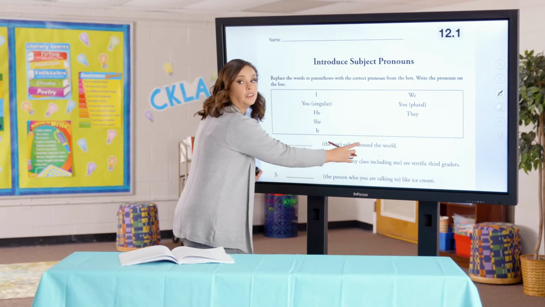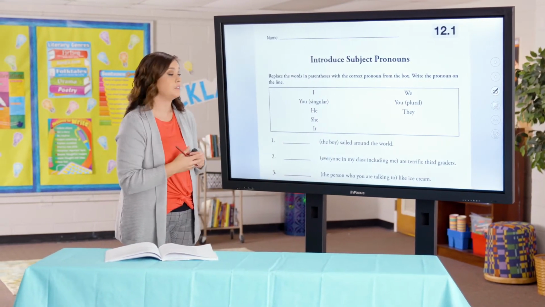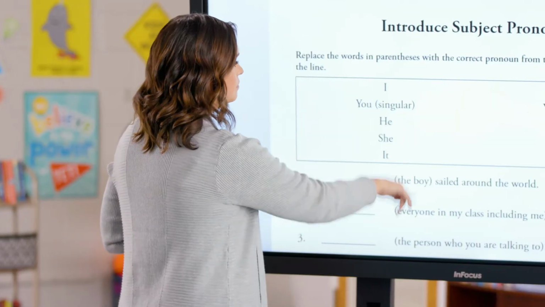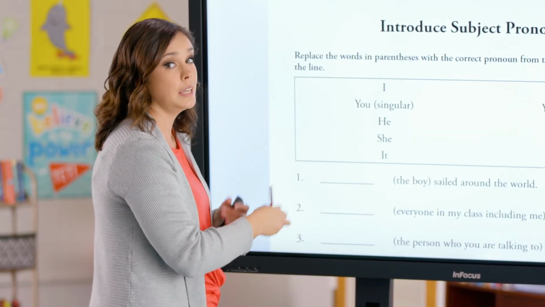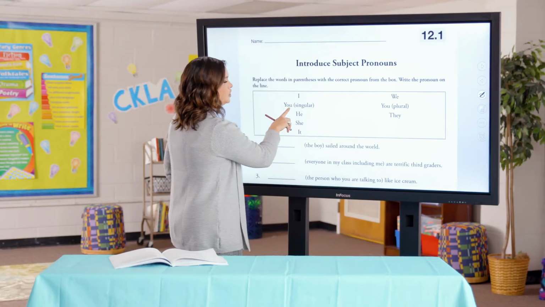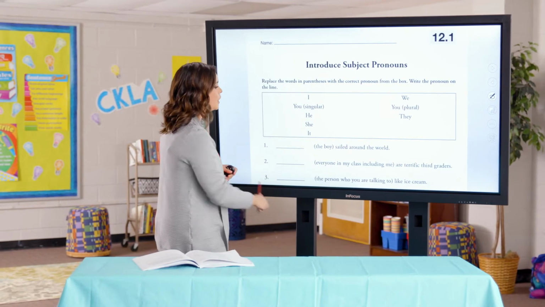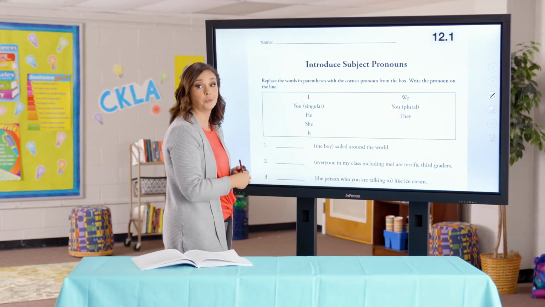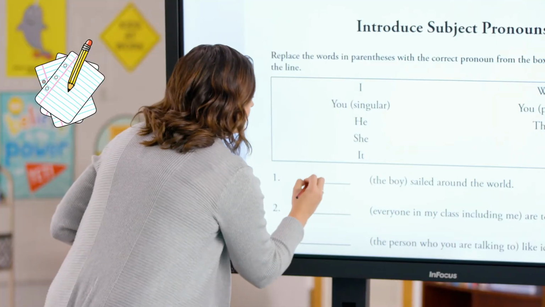The boy sailed around the world. Let's take a look at which pronoun we could use in place of the boy. I sailed around the world? No, I'm not the boy. Let's keep looking. You? No, you're not necessarily the boy either. What about he sailed around the world? Would that work? Yeah, that fits perfectly.